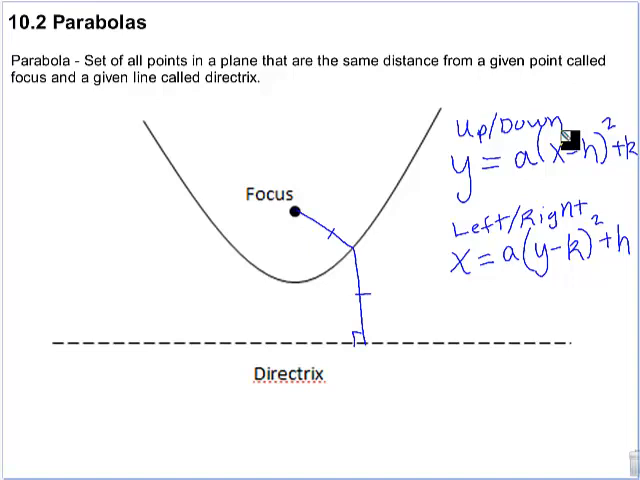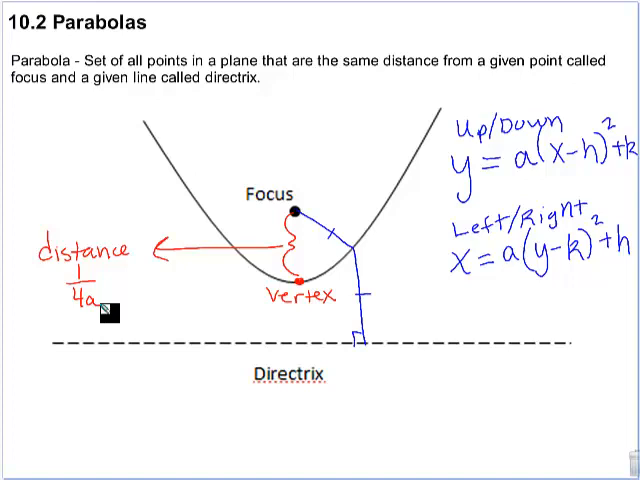So how we're going to graph this is we are going to find the vertex. On the diagram here, this is where the vertex would be. That's the first thing we do when we have it in standard form. Then we're going to find the focus and the directrix. The focus is a distance of 1 over 4a from the vertex. So we're going to figure out what that distance is, and add it onto our vertex, and that will give us where the focus is.